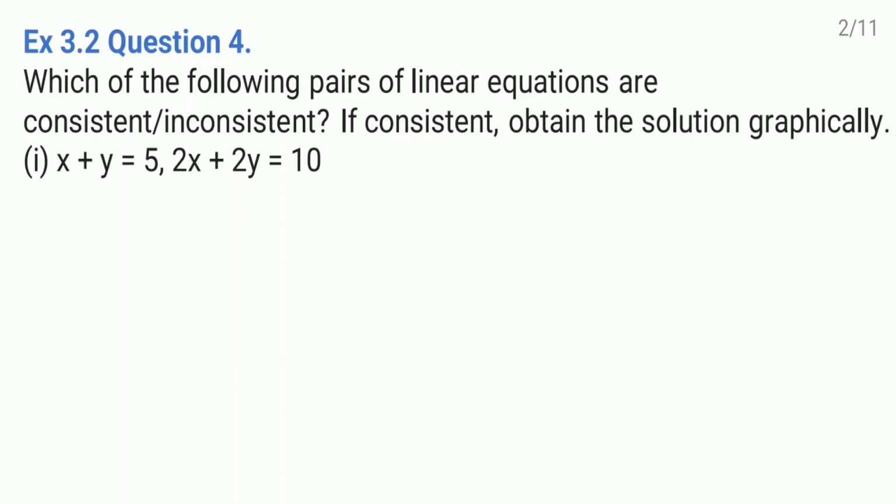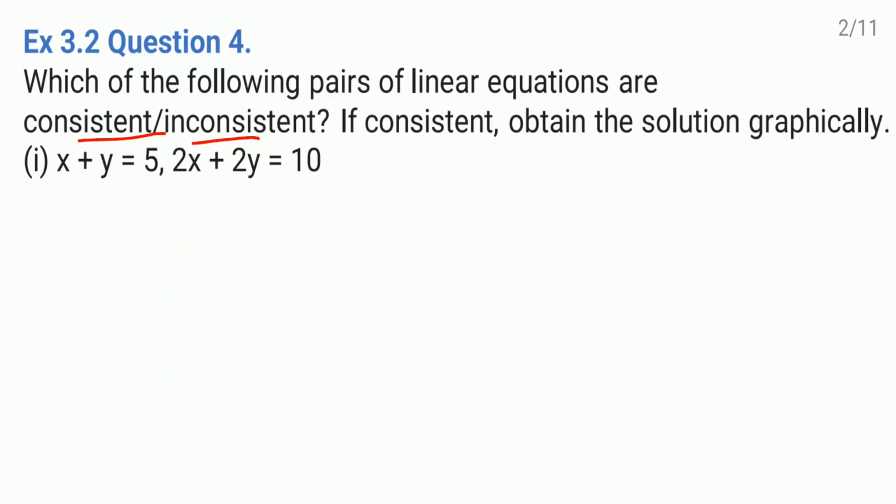This is exercise 3.2 question number 4. Which of the following pair of linear equations are consistent or inconsistent? If consistent, obtain the solution graphically. Now consistent means that they should have at least one solution. And if no solution is there, then they are inconsistent.